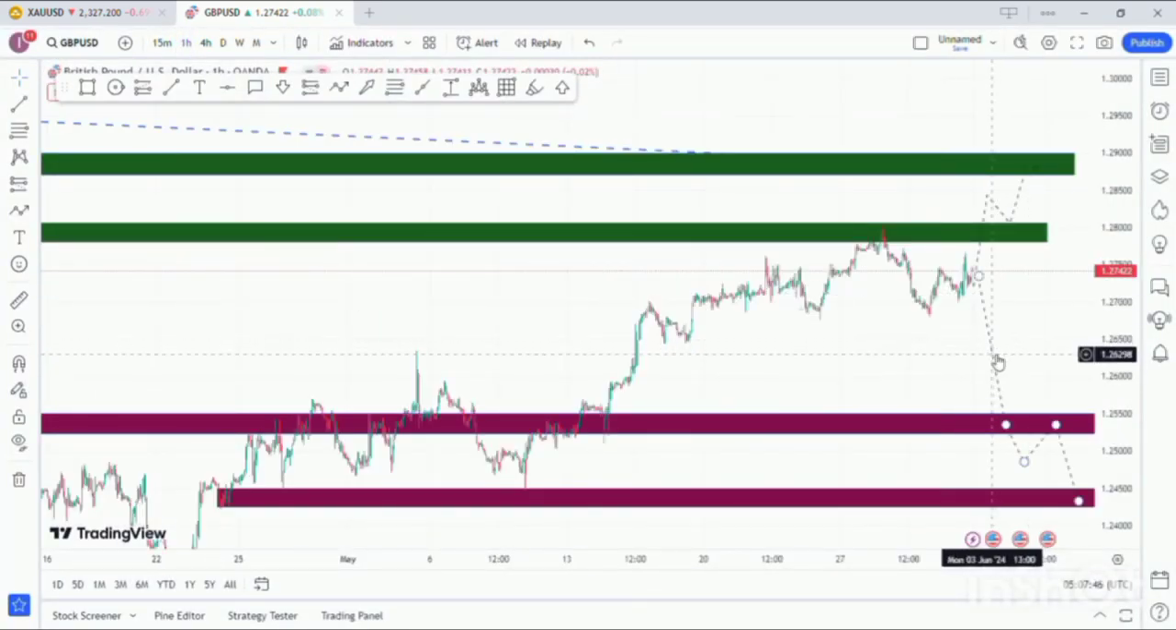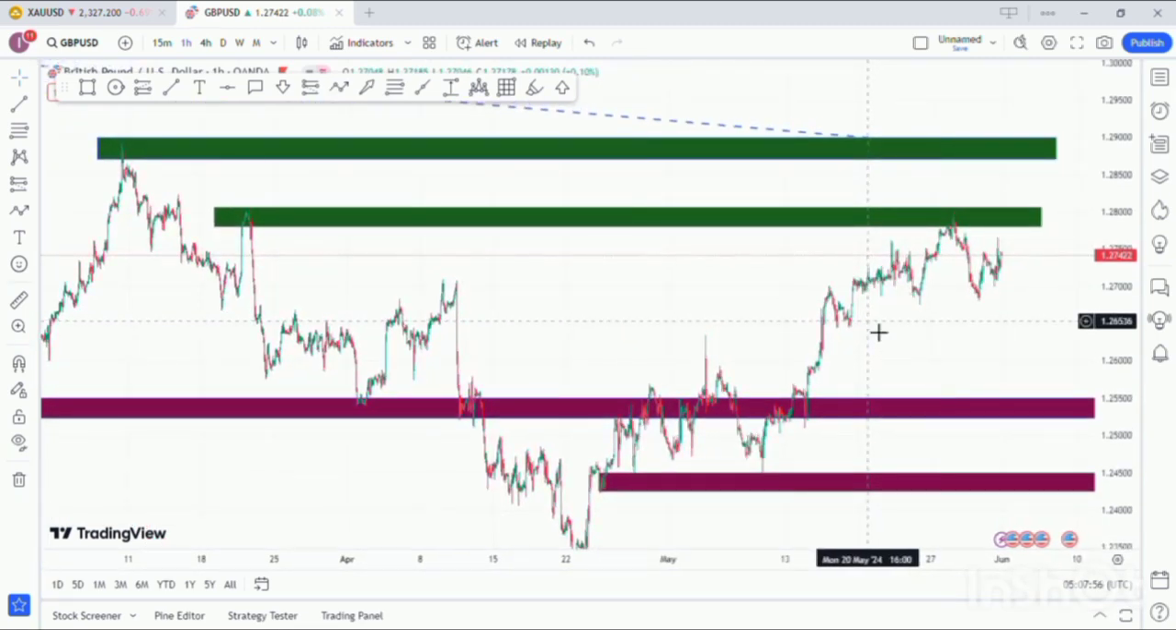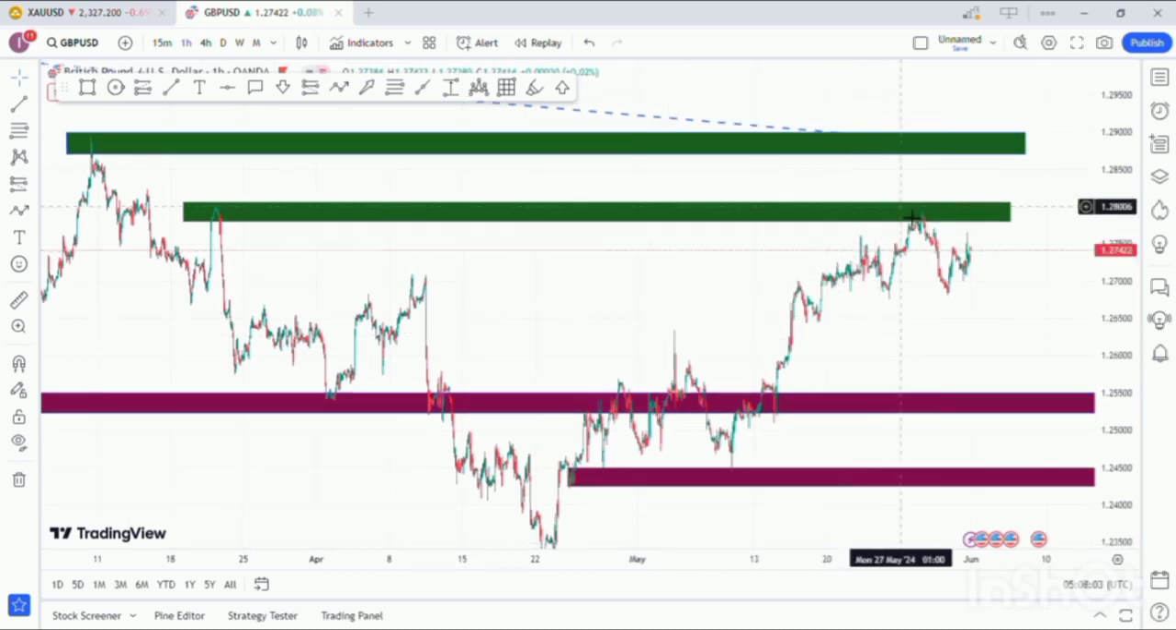This is the 1 hour time frame. Remember, we always do a top-down analysis from the higher time frame to the lower time frame, so we can ascertain clearer zones and get clearer insight of what we should be expecting for next week. You can see that this is a very valid resistance zone right here.